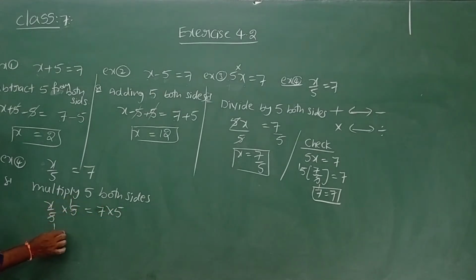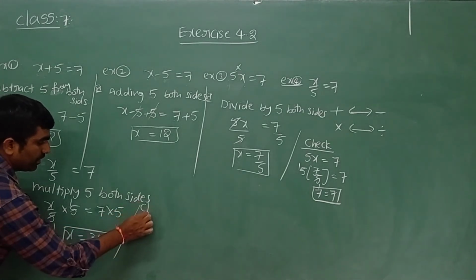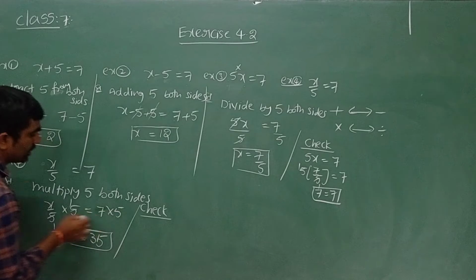5 ones are 5, 5 ones are. We can see LHS is x. 7 5s are 35. Yes, x is equal to 35 is the solution. This also you can go for checking over here. How can I verify whether this is correct or wrong?